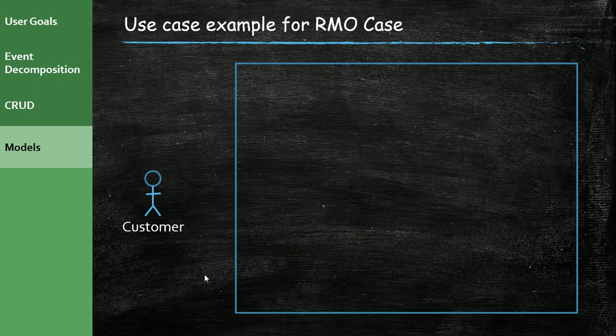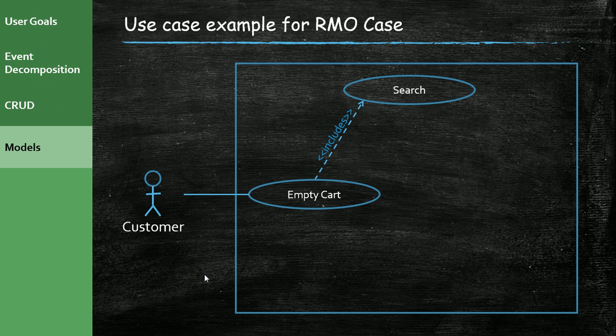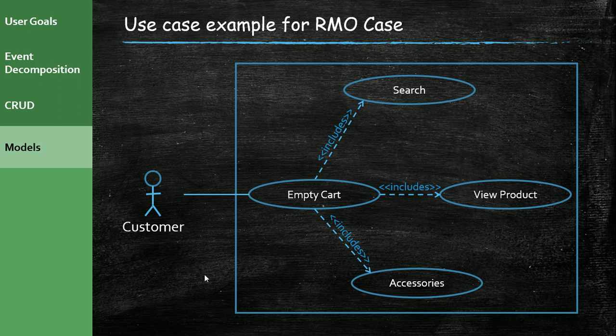One other final concept that we need to talk about is this idea that you can include things. So, for example, when my customer empties their cart, that could include searching for new stuff for their cart, viewing products that are in the cart, and viewing accessories that they can add to their cart. So you can have an includes relationship. Notice here that my customer is using all four of these, but the customer starts by using the empty cart use case, and that use case also includes the search, view product, and accessories use cases.